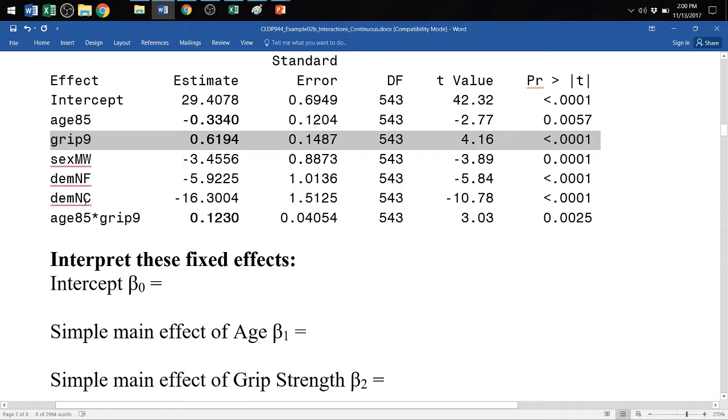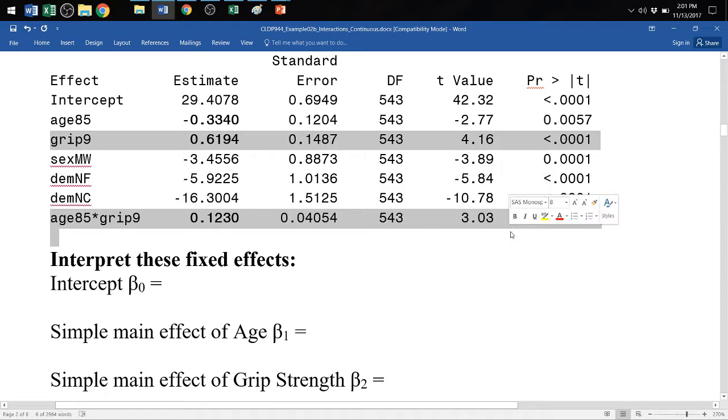Let's go the other way. My simple main effect of grip. For every pound stronger, my cognition is higher or lower? Higher by 0.6. For what kind of person? 85-year-old. Yes, simple main effect. So now age is the moderator. Let's pick up the interaction term on that one. The simple main effect of grip is 0.6 for 85.